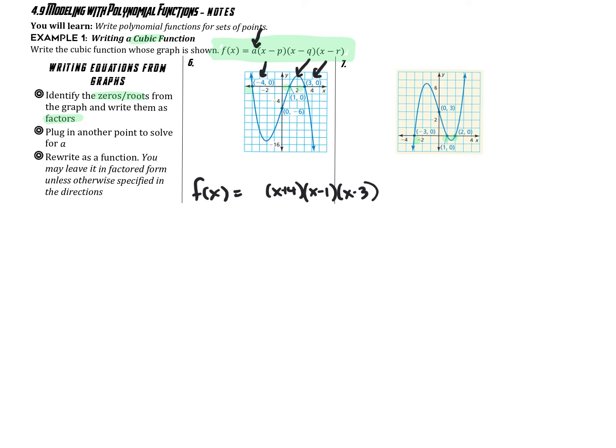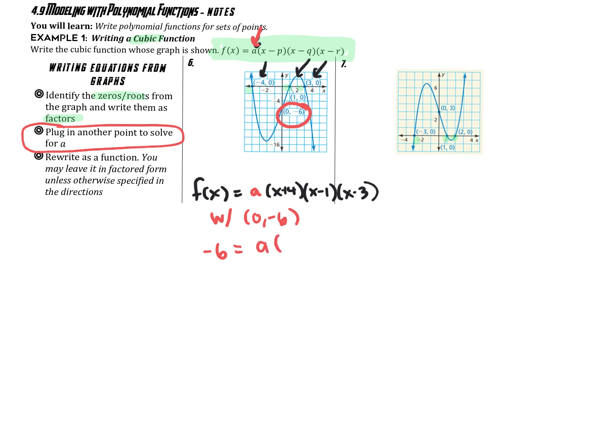Also, there's an a value here that I need to find. I need to see if there are any stretches or shrinks. So I'm going to put an a in front. Then, just like we did with quadratics, we're going to plug in any other point to solve for a. So here, the only other point that's on my graph is 0, negative 6. So I'm going to say with the point 0, negative 6, I can find a.